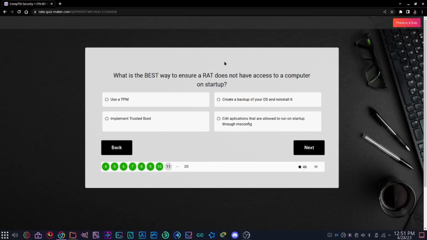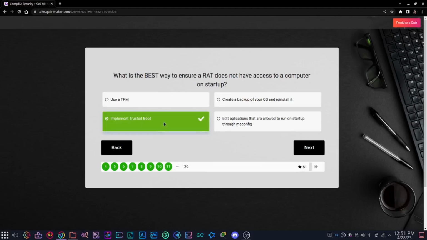Now, the best answer for this one is going to be implement trusted boot. So the answer is implement trusted boot because we only want files that are checked in, that are meant to run within the operating system. We do not want any code that is not supposed to be there within the operating system. So implement trusted boot would be the right answer.